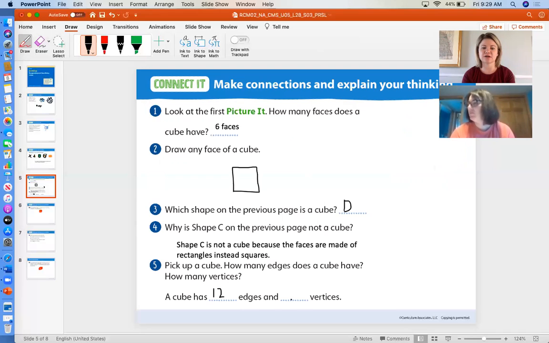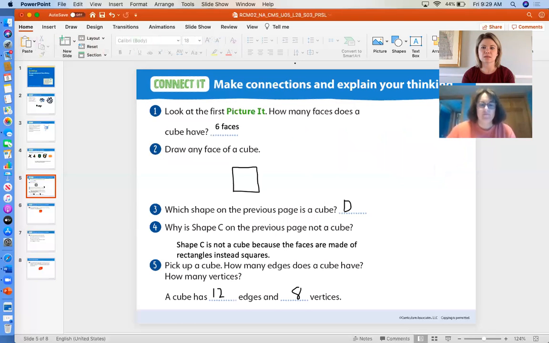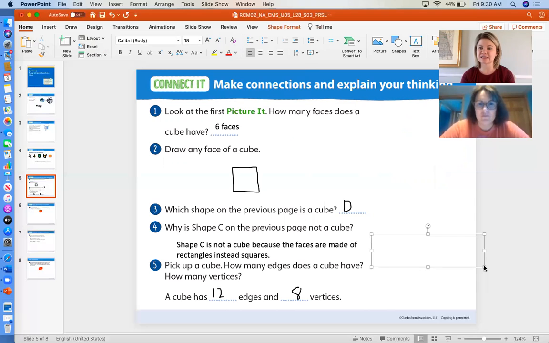Okay, so there are 12 edges, 8 vertices. So a cube looks like this. Hold on. It's not 6, 6, and 6, is it? It's 6 faces, 8 vertices, and 12 edges. That's what makes a cube.